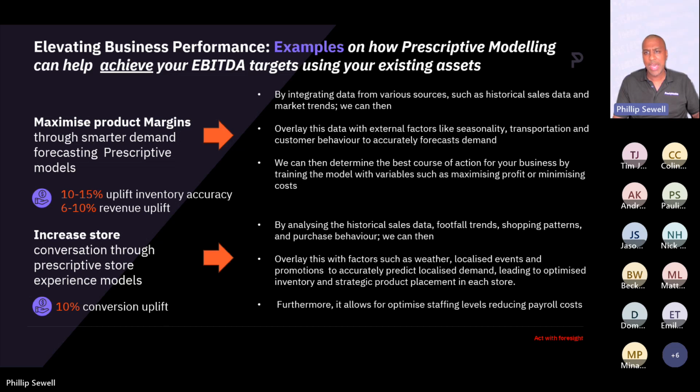And last but not least, how can prescriptive analytics support the high street? Well, by analysing historical data and historical sales, footfall, shopping patterns, and purchase behaviours, we can then overlay this with factors such as weather, localised events, and promotions to accurately predict localised demand, leading to optimised inventory and strategic product placement in each store. Furthermore, it allows for optimising staff levels and reducing your payroll costs. A study by Forrester found that retailers who use prescriptive analytics can improve their conversion by an average of 10%.